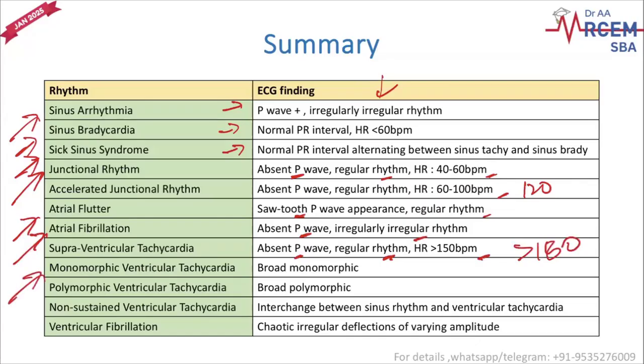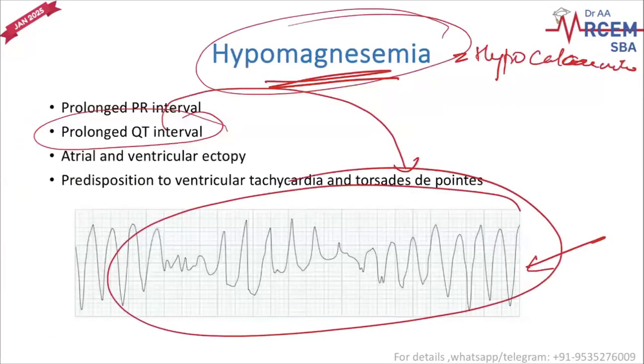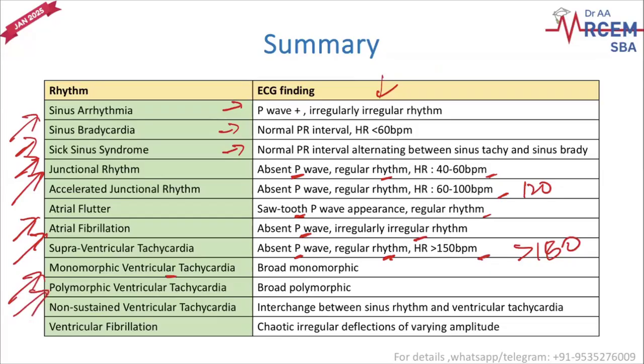Monomorphic ventricular tachycardia. The QRS morphology is bizarre, but it is the same from one beat to another beat. That's why we call it monomorphic ventricular tachycardia. Polymorphic, where the rhythm changes, is polymorphic ventricular tachycardia, which is also known as torsades de pointes.